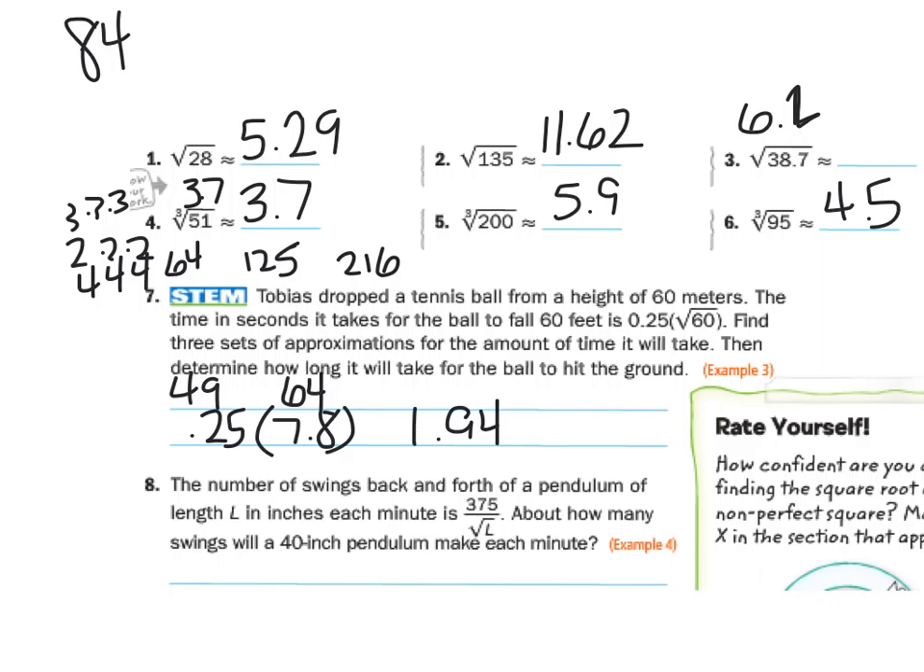3 sets of approximations. I think you do your best, see what it is, and then multiply and see what you get. Let me check the answer on that. Yeah, that's a pretty good answer on that one. Let's look at this last one here.